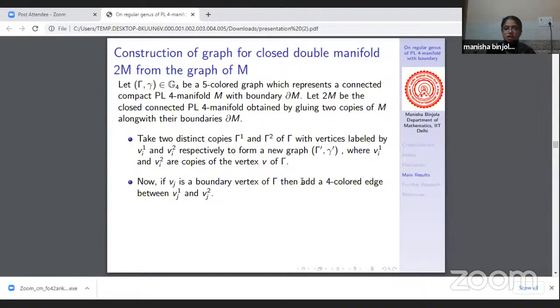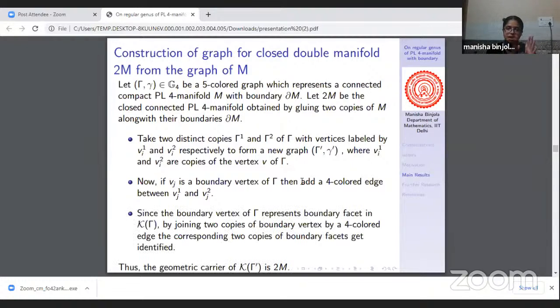Recall the first construction again. What is happening topologically? Boundary vertices in gamma give boundary facets in the corresponding simplicial cell complex. As we join two boundary vertices by color 4 in the graph, we identify the boundary facets in the corresponding simplicial cell complex. So the thing which we get is nothing but the closed double manifold. I hope it's clear. We are using that construction.